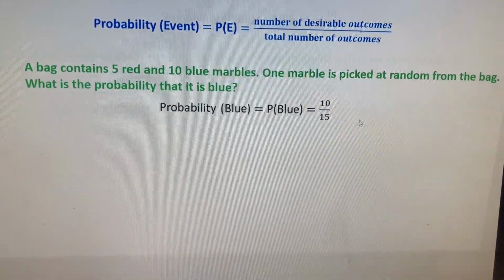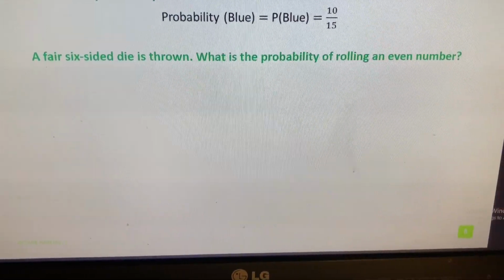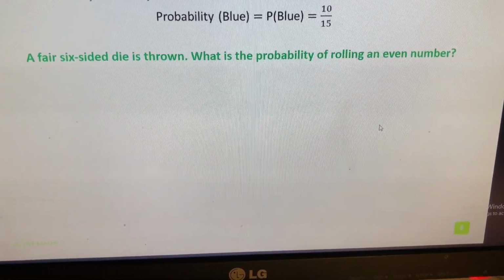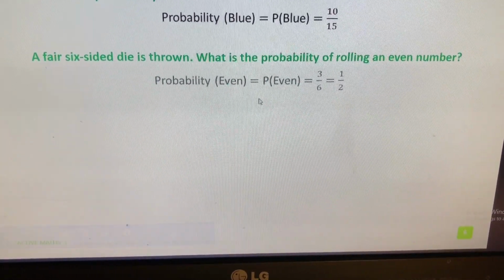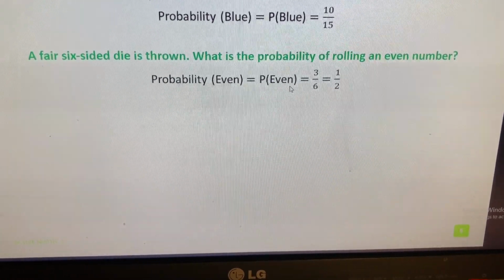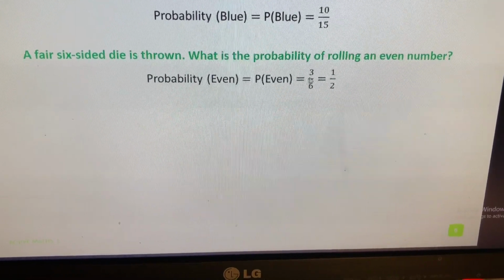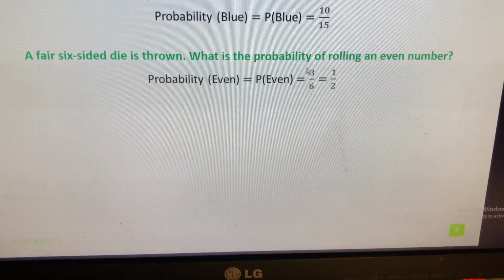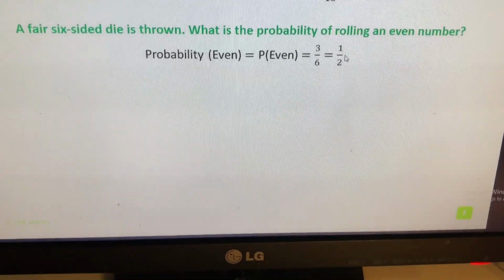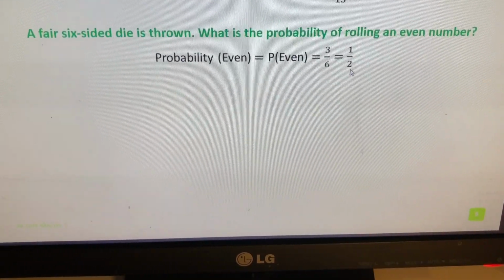A fair 6-sided die is thrown, what is the probability of rolling an even number? So again, we would use capital P and then write the word even inside. We know that there are 3 even numbers, 2, 4 and 6, out of 6 numbers in total on a die, and that cancels down then to 1/2.